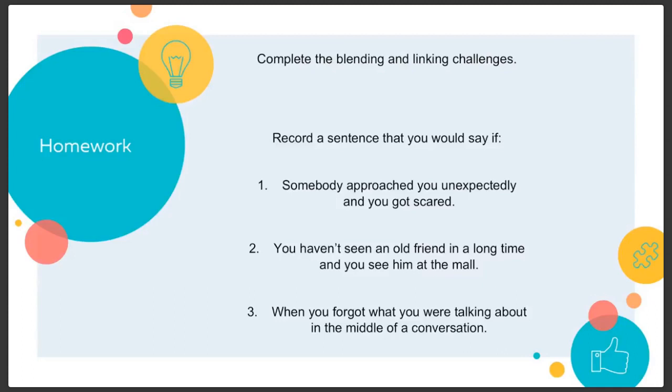The second one is you haven't seen an old friend in a long time and you see him at the mall unexpectedly. All right, so unexpected happiness, or maybe even excitement. And the third one is when you forgot what you were talking about in the middle of a conversation. So what are you going to say in this situation? All right, record all of those things and send them to the Telegram chat, and I will check them.